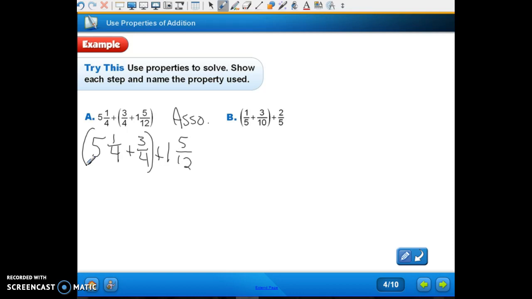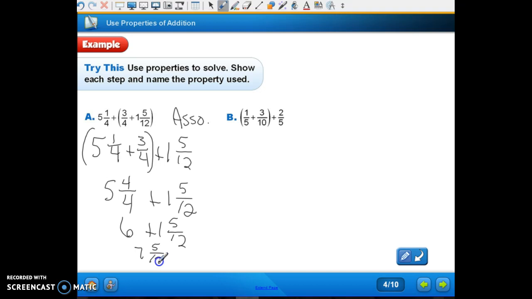Okay, and then we could add that to get 5 and 4/4, right? Plus 1 and 5/12. Now what are we going to do? Make the 4/4 a 1, so then we would have 6 plus 1 and 5/12. So we would have 7 and 5/12.